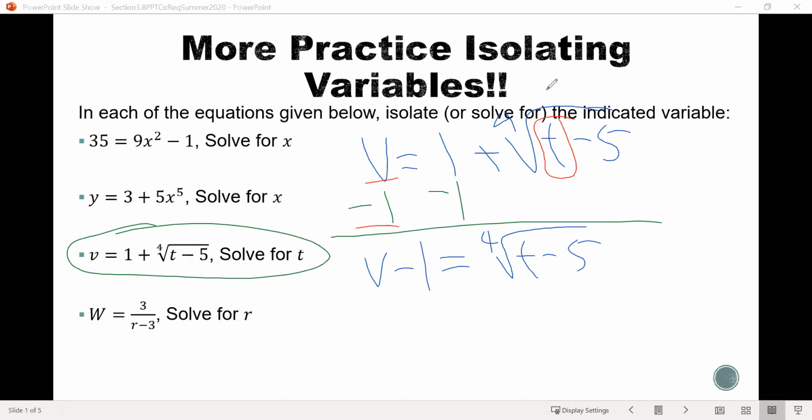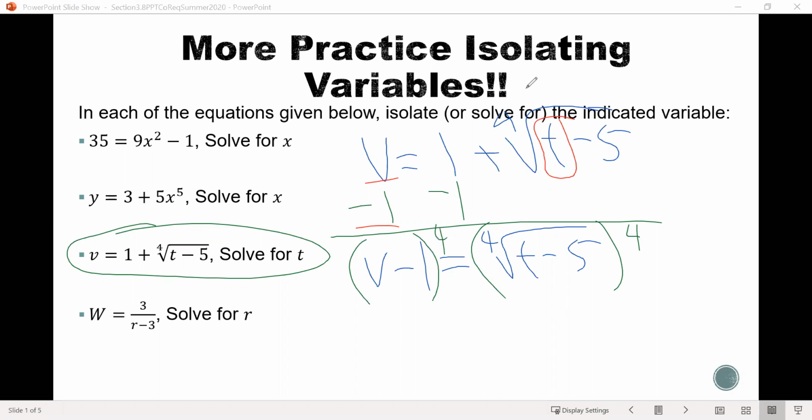And then at this point you might be tempted to try to add 5 to both sides, but we cannot do that yet, because both the 5 and the t are underneath the root there. So we can't just move the 5 outside of the root. So instead what we'll do is take that 4th root and do the inverse of that, which is to raise it to the 4th power.